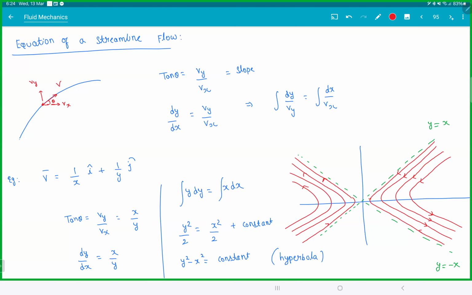This is how the flow will look. The arrows can be down also. I'm just showing you any direction. It could have been anything. We need more information to find exactly which way it is flowing. Clear with this? So that is how the streamlines will look on this.